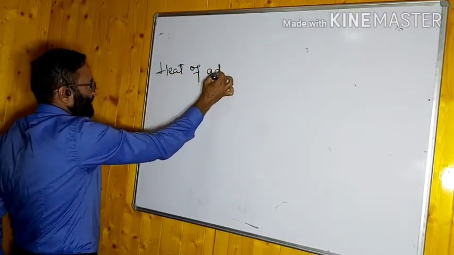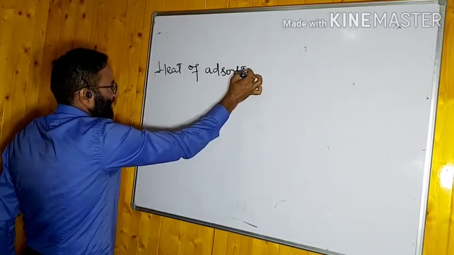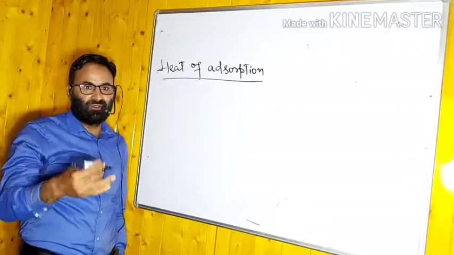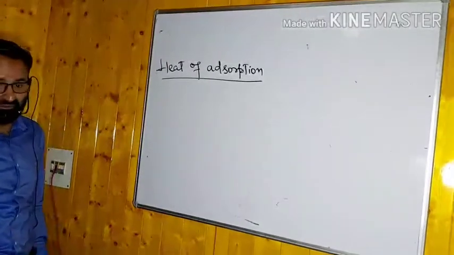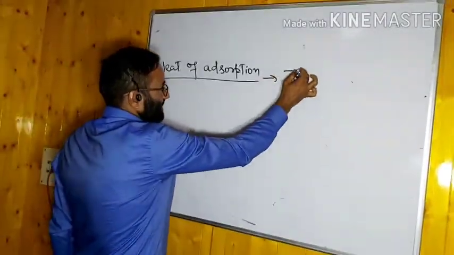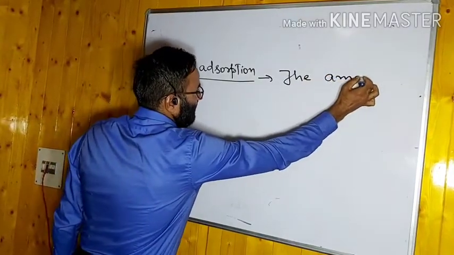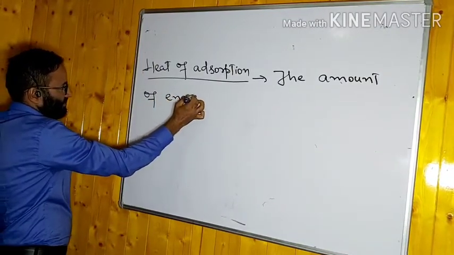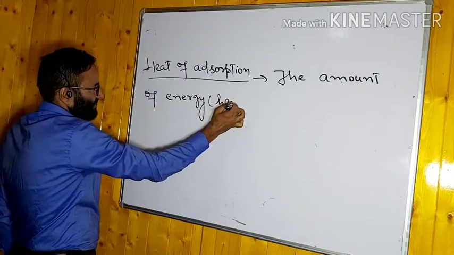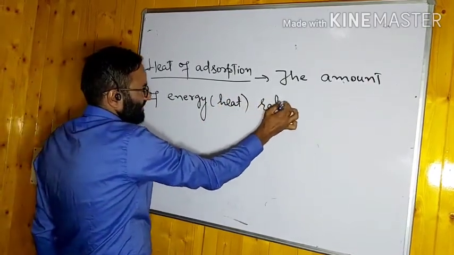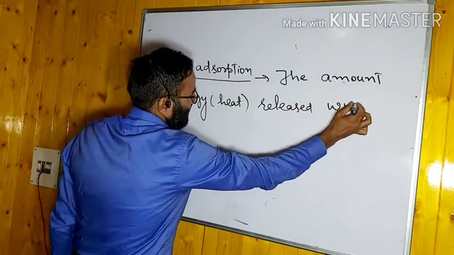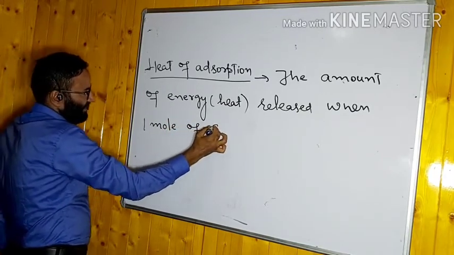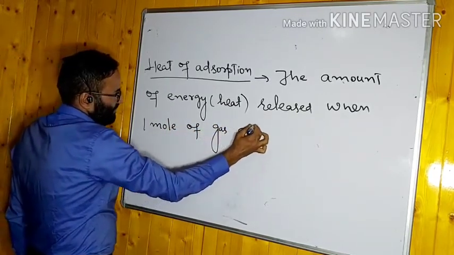Heat of adsorption. We studied this in the earlier lecture, the second lecture, the thermodynamic criteria of adsorption, what happens to delta H, what happens to entropy, so there we studied heat of adsorption. What is heat of adsorption? The amount of heat released. The amount of energy comes out in the form of heat. The amount of energy released when one mole of adsorbate, when one mole of gas gets adsorbed.